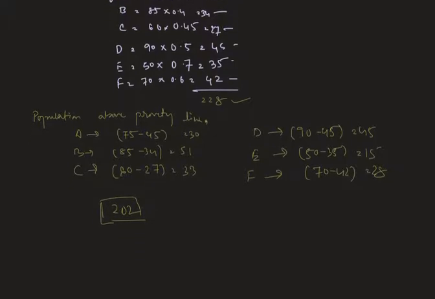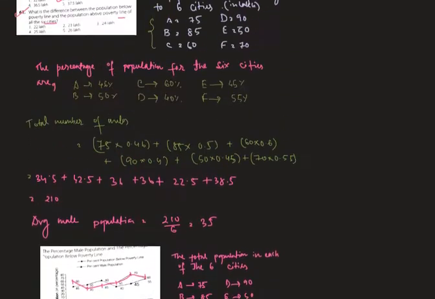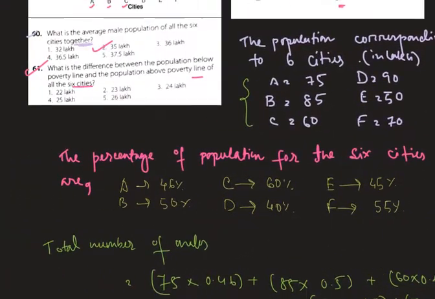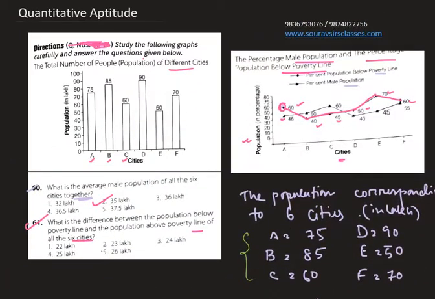Therefore, the difference between these two numbers is 228 minus 202, which is 26. Therefore, 26 lakh is our correct answer. So option 5 is the correct option.